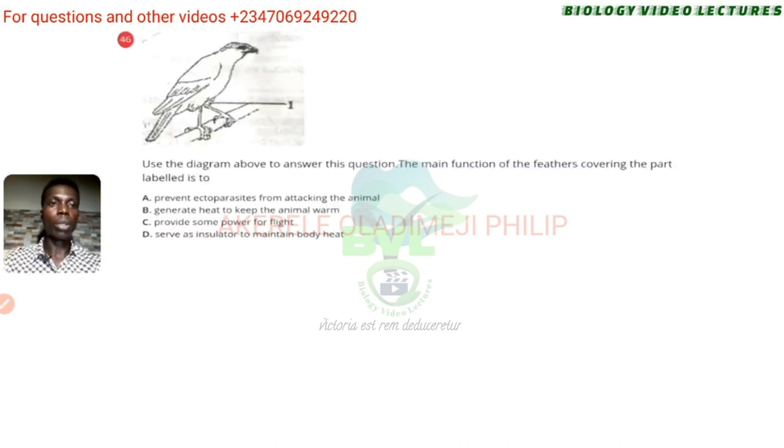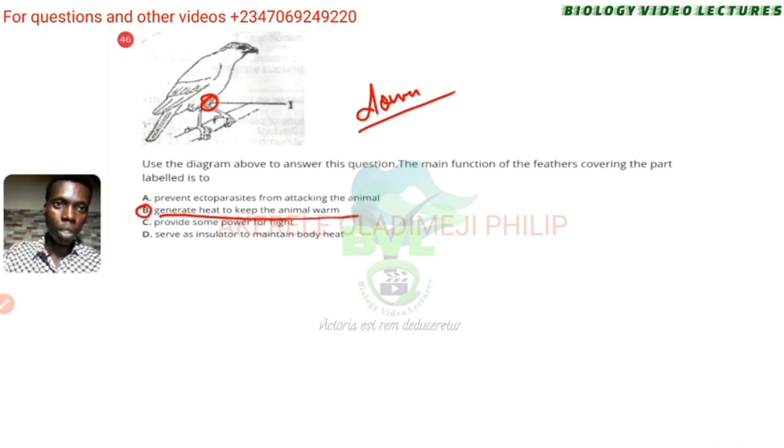Now, use the diagram above to answer this question. The main function of the feathers covering the part labeled 2. Okay, this part is the feet. That's going to be down feathers. And the down feather helps to generate heat to keep the animal warm. So this part C, flight, is going to be quill feather. So the answer is B, to generate heat to keep the animal warm. All right.